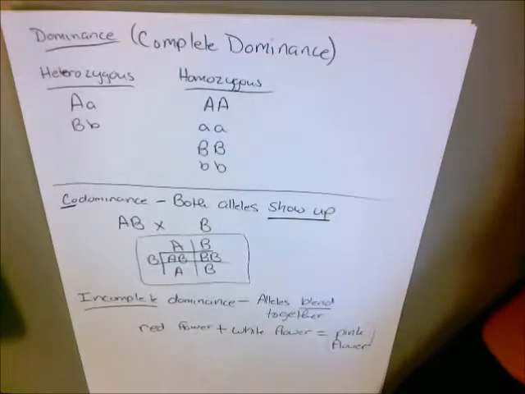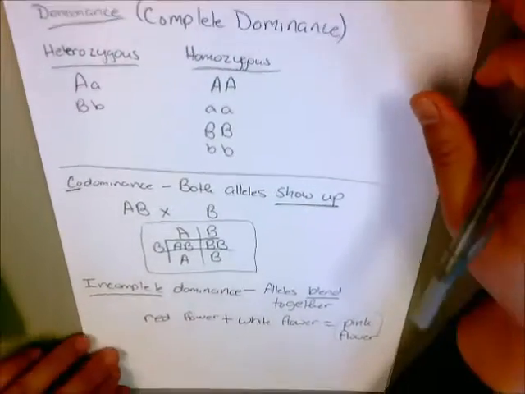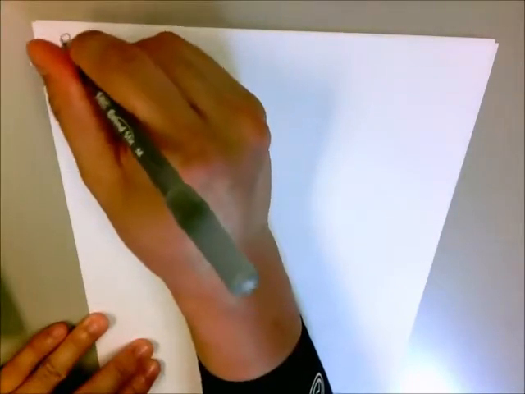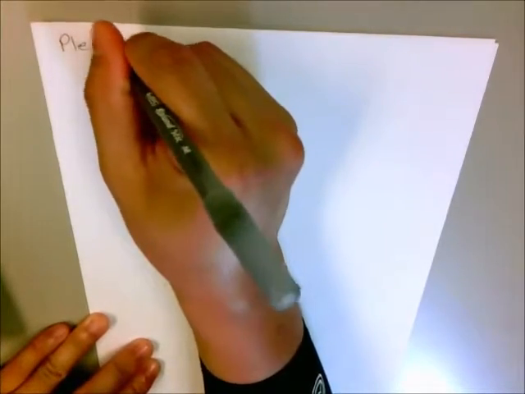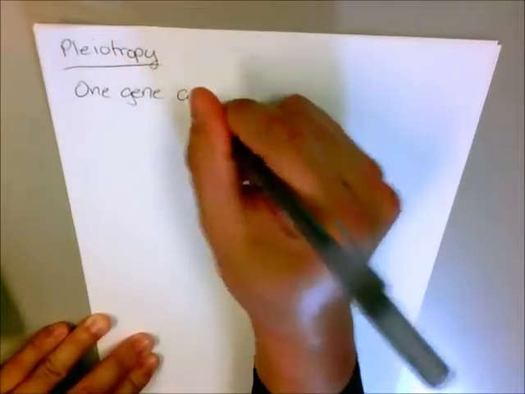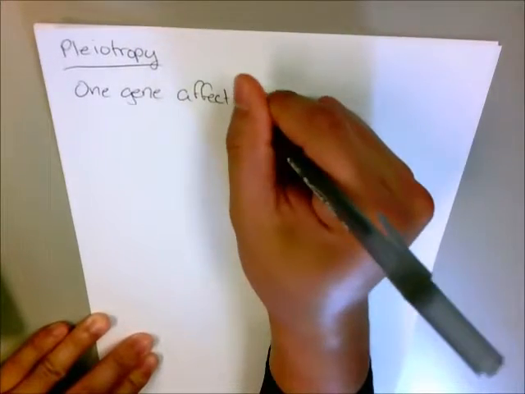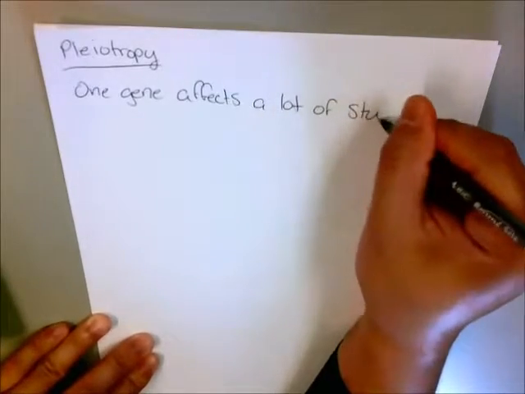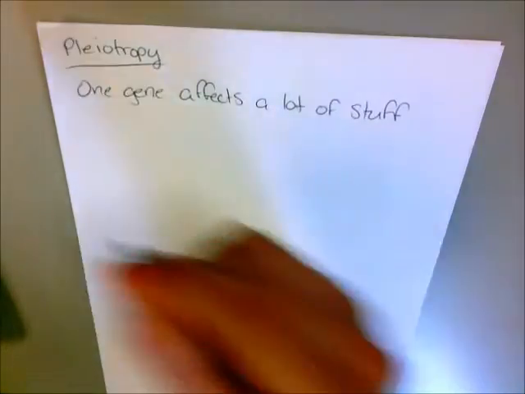So on page 12, they're going to cover something called pleiotropy. Let me start a new page. Hopefully you guys got those last notes. Feel free to rewind and check it out again. So pleiotropy. Now this is the idea that one gene affects a lot of different things.